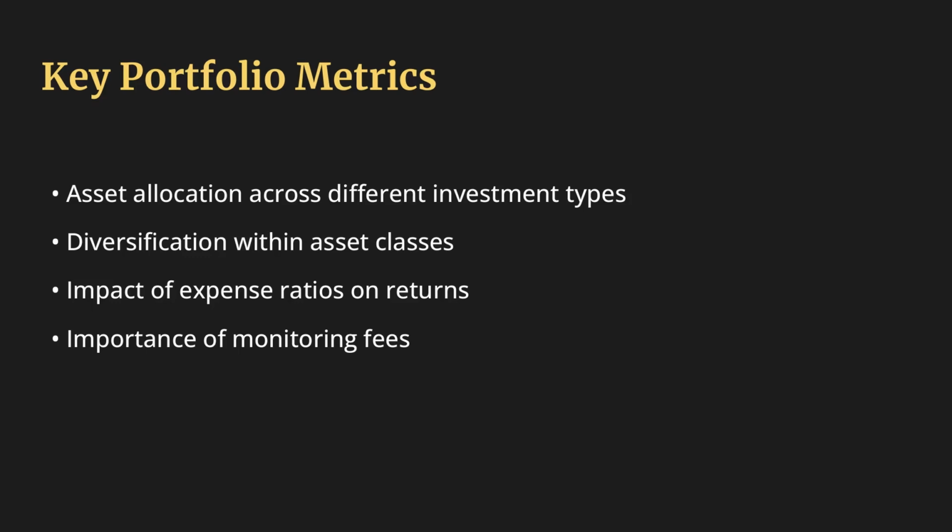Absolutely. Asset allocation refers to how your investments are spread across different asset classes: stocks, bonds, real estate, etc. This is crucial for managing risk. Diversification means spreading your investments within each asset class. You don't want all your eggs in one basket, even within stocks, for example. Finally, expense ratios, which represent the annual cost of managing a fund, can significantly impact long-term returns. Even small differences in fees can snowball over time.